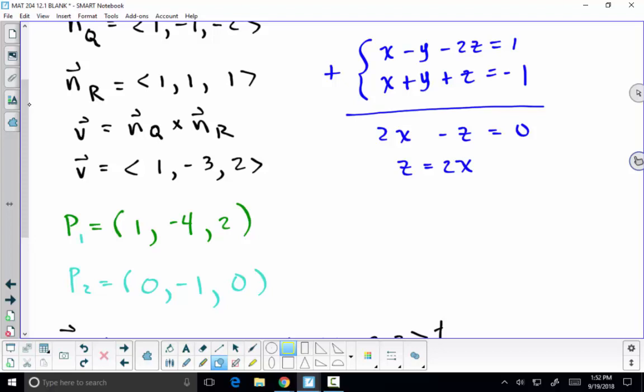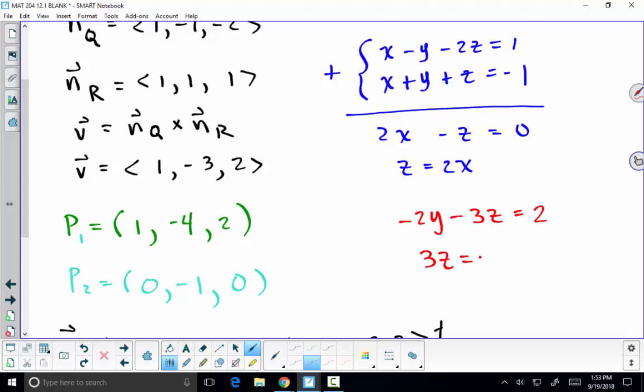If we wanted to figure out the relationship between z and y, we would eliminate the x. So we could come up here and say, let's ditch x instead of ditching y. If we subtract these equations, the x's will go away. So we would end up with minus 2y minus 3z equals 2, I believe, if we subtracted correctly. Everyone agree with that? Then we would say that 3z is equal to minus 2y minus 2.